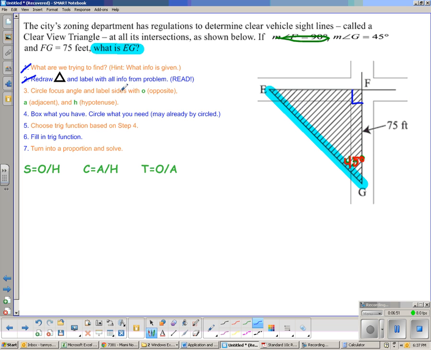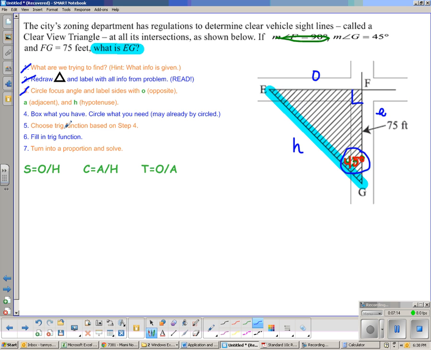Circle the focus angle and label the sides O, A, and H for what they stand for in the parentheses. So opposite, I'm circling the focus angle. The opposite of this focus angle would be EF. The hypotenuse is obviously across from the right angle, and the adjacent is what's left, or what is next to the focus angle. So we've gotten that one done. Let's go to step 4.